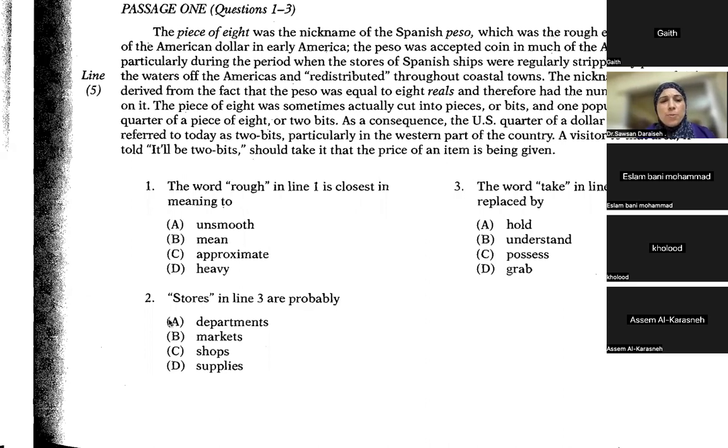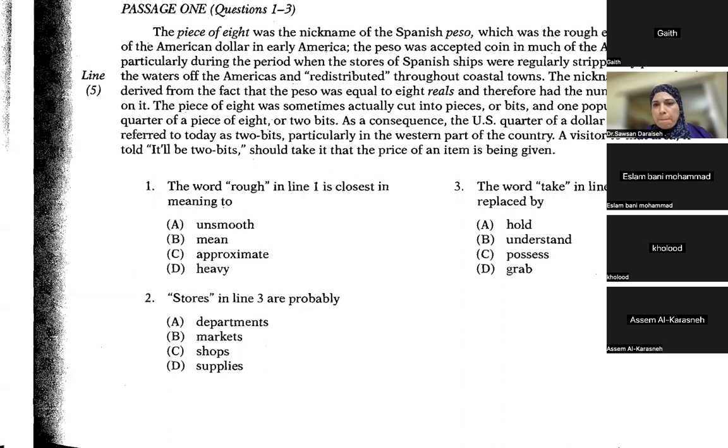All right. So as your friend said, when the stores of Spanish ships were regularly stripped, the stores would not be a store, like a department store. It's not departments, it's not markets, it's not shops. It means places in the ship which have supplies, and that's enough to say. Dr. Laith, number 3 is yours.